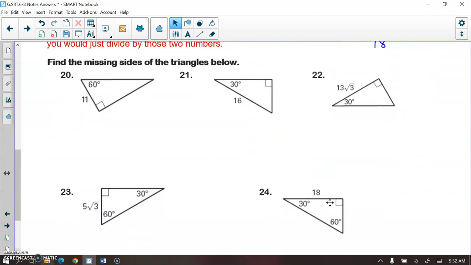So number 2, we do have a 30, 60, 90 triangle. And we are given the side across from my 30-degree angle. So that's going to be simple. To get from the side across from my 30-degree angle to the side across from my 60-degree angle, I multiply by root 3. And to get from the side across from my 30-degree angle to my hypotenuse, I multiply by 2.